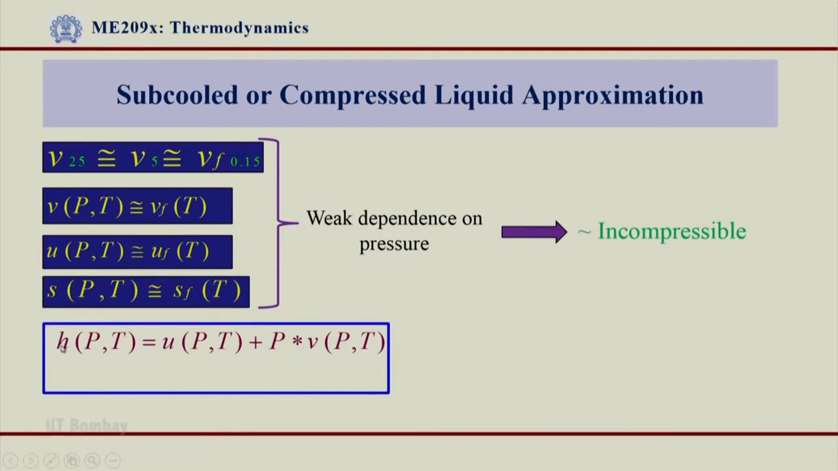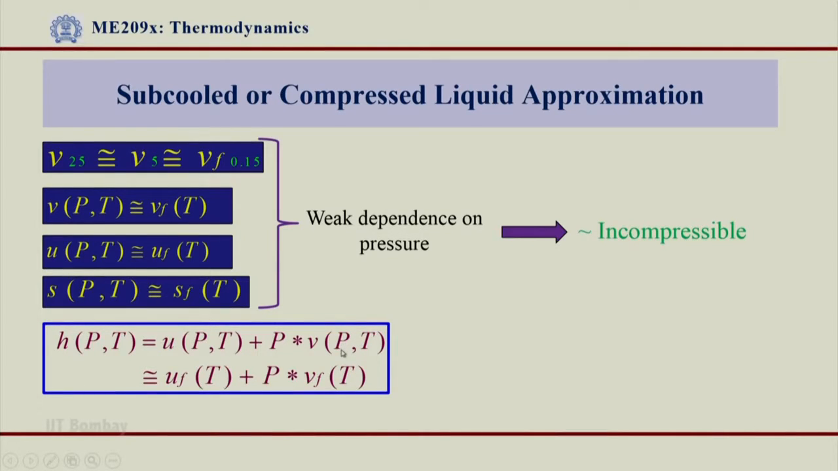And enthalpy I can write as H(P,T). Enthalpy, as you know, is H = U + PV. So if I write the dependence of enthalpy, H depends on P and T, generally equal to U(P,T) plus P and V(P,T), as we know. But in this region we have already concluded that U(P,T) is U_f(T). So if I go on writing those values, U(P,T) is equal to U_f(T) and V(P,T) is equal to V_f(T).